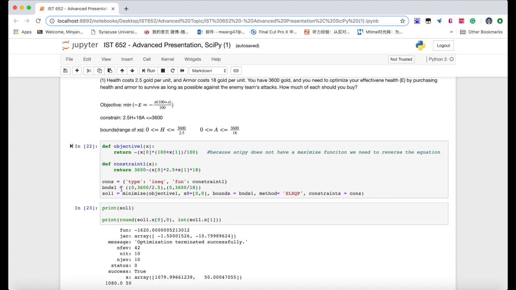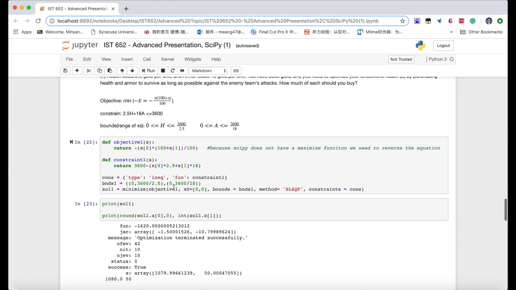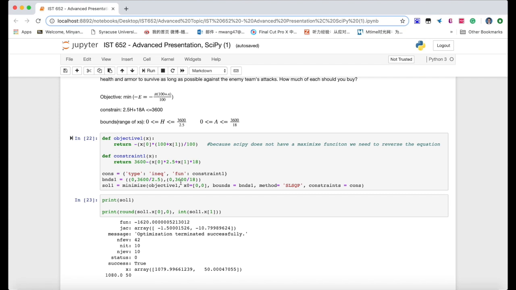And the bounds, as we mentioned before, the bound for health should be from 0 to 3600 divided by 2.5, and the bound for the second variable should be from 0 to 3600 divided by 18. Finally, we put all the elements together.